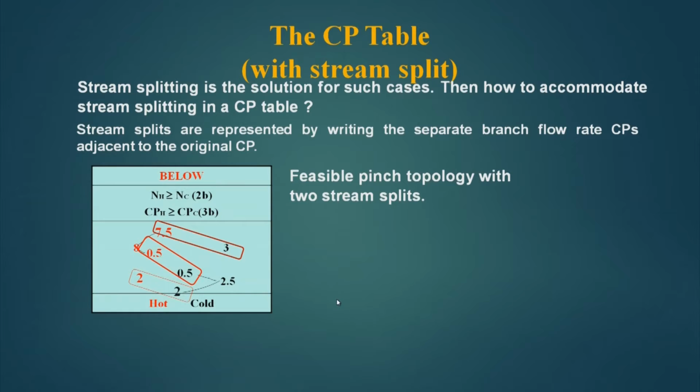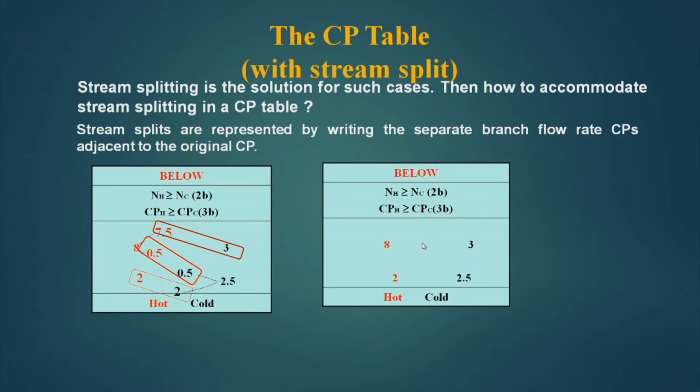So, it is a feasible pinch topology with 2 stream splits, because both the rules, that is NH should be greater or equal to NC and CPH should be greater or equal to CPC, have been fulfilled. Now, I have kind of a second case where I can break the hot stream which has got a CP of 8 into 2 parts, 3 and 5, and I can do the matching. This is also okay. So, feasible pinch topology with 1 stream split.